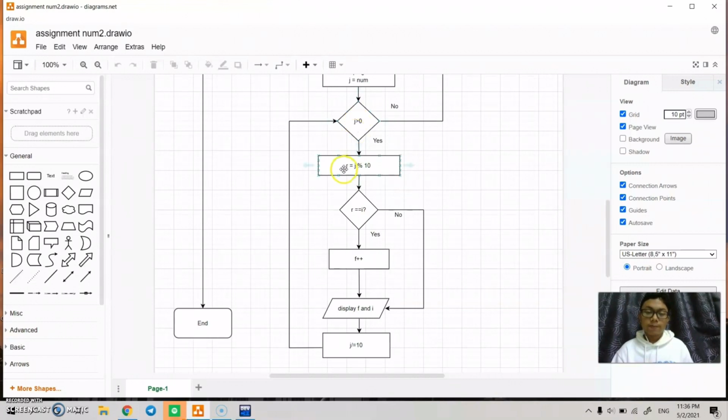By using this way, we can find R. R is the remainder, which is the digit in the integer that was input by the user. So R will give the remainder, and we check whether the remainder is equal to the integer or not. If yes, it will add 1 to the frequency. If no, it will display 0 as the frequency of the particular integer.